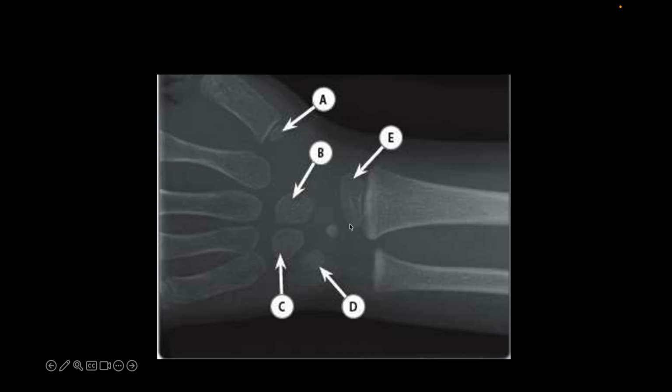This is a pediatric X-ray. A would be the first metacarpal epiphysis, so this is that epiphysis of the thumb, which I mentioned before. B would be the capitate, because it's the distal row, and it's the middle bone. C would be the hamate. D would be the triquetrum, and E would be the distal radius epiphysis.